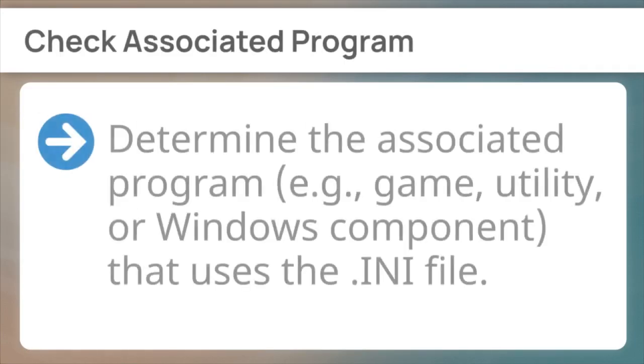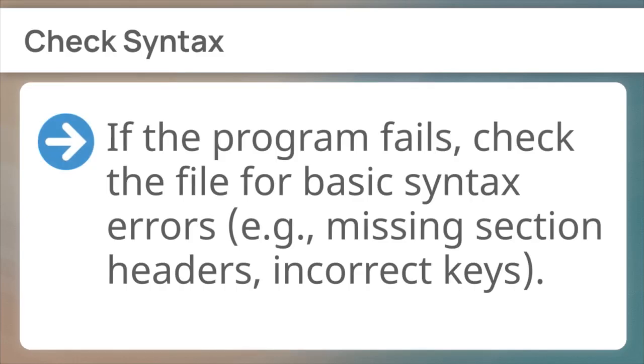Next, check Associated Program. Determine the associated program, e.g. game, utility, or Windows component, that uses the .ini file. Finally, check syntax. If the program fails, check the file for basic syntax errors, e.g. missing section headers, incorrect keys.